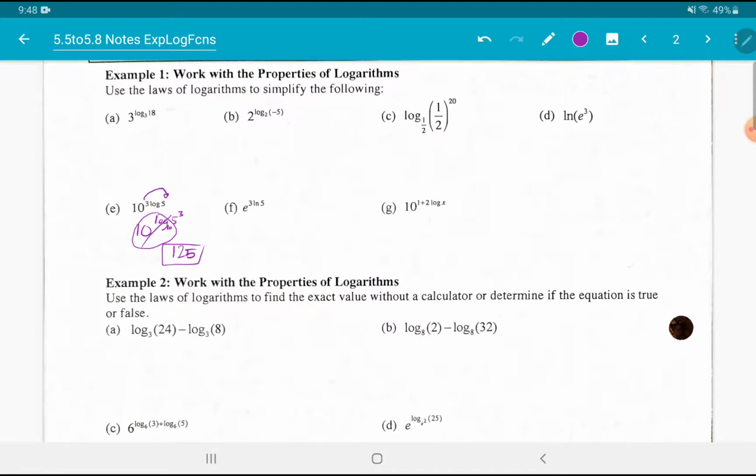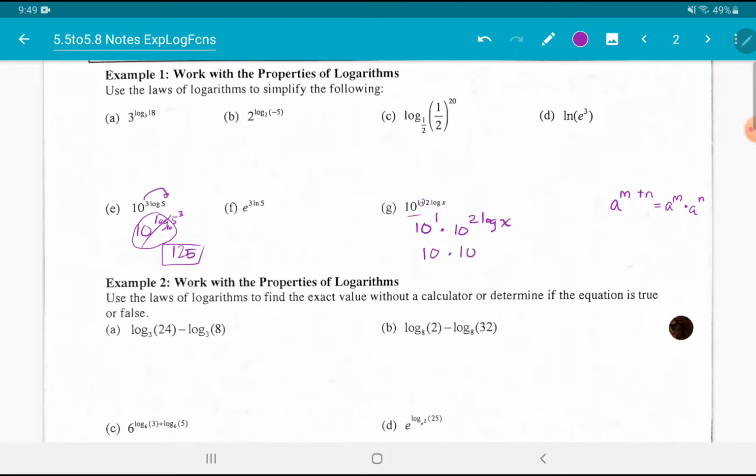As we look at G, we have 10 to the power of 1 plus 2 log x. I do notice that I have a plus symbol there. One thing I remember from my exponent properties is a to the power of m plus n is the same thing as a to the power of m times a to the power of n. So if I break this up, this is the same thing as 10 to the first times 10 to the 2 log x. I can't do much else with 10 to the first, so I'll leave that alone.